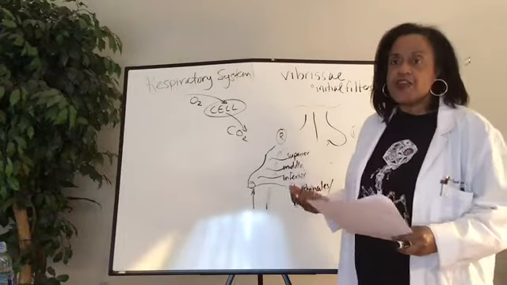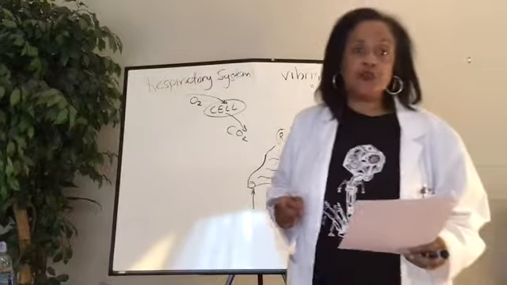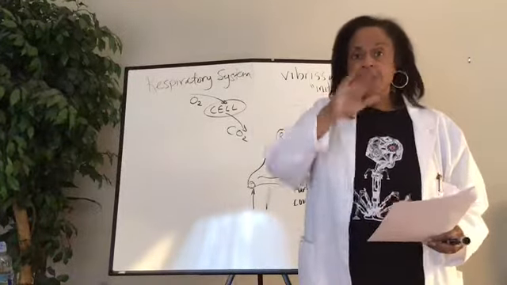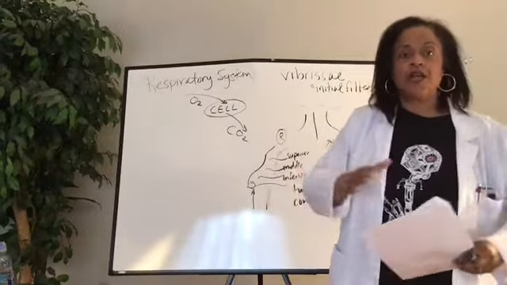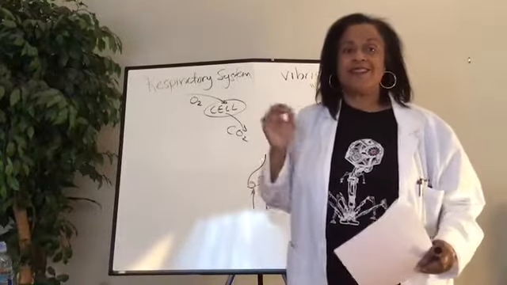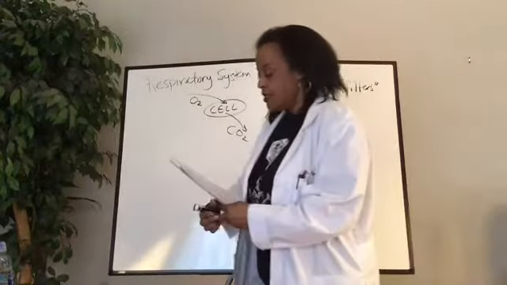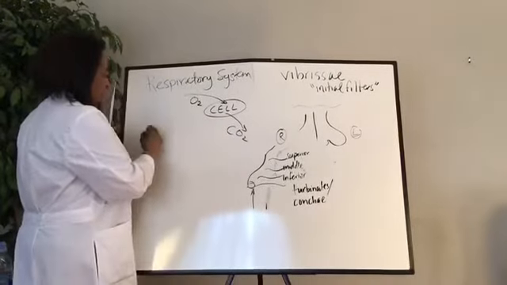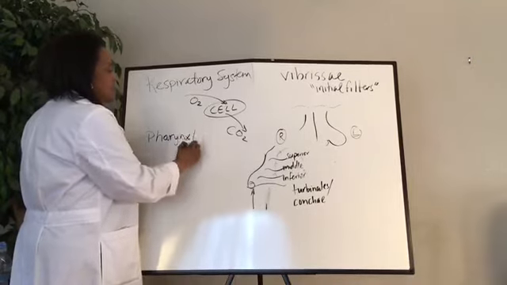The posterior nares allows air to pass from the nasal cavity into the next major segment of the upper respiratory tract. Now that we got the air moving, we need to put it somewhere. So now it's going to go into the pharynx, that is also known as the throat. So here we'll have the pharynx, also known as the throat.